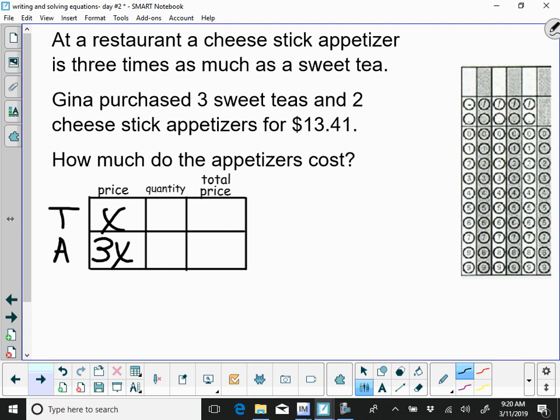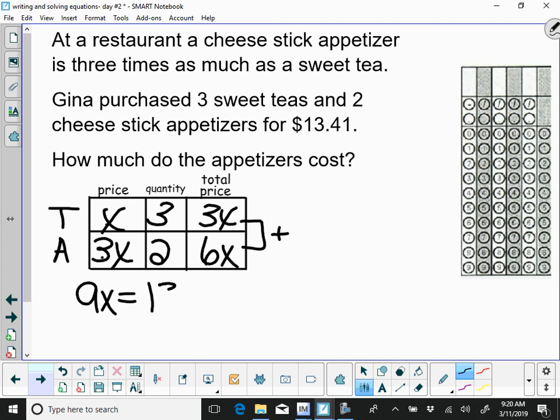Now, how many sweet teas is Gina buying? 3. And how many appetizers? 2. So we're going to multiply those together. So what's x times 3? 3x. And what is 3x times 2? 6x. And then we're going to take those and add them together, which makes 9x, and set that equal to the total price of $13.41.